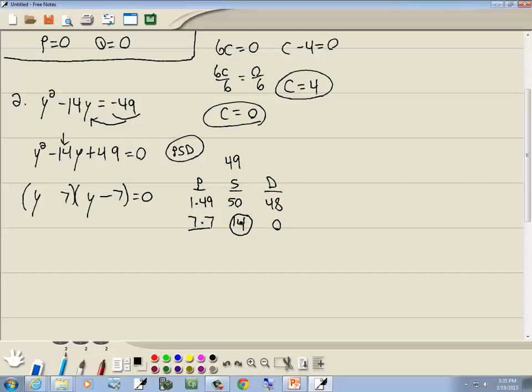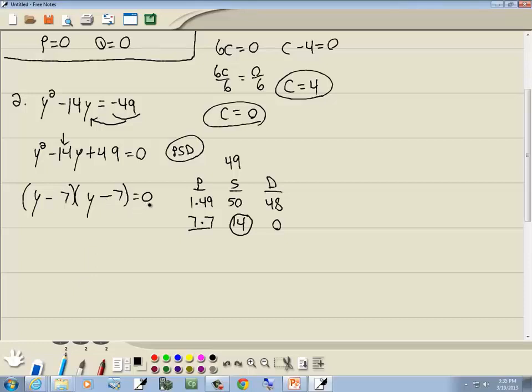Now, if you number your circles in the S column, remember S for same signs, both positive, both negative. If you number your circles in the difference column, D for different signs, one's positive, one's negative. Well, it's in the S column, so both the same sign. If this one's negative, then this one has to be negative.